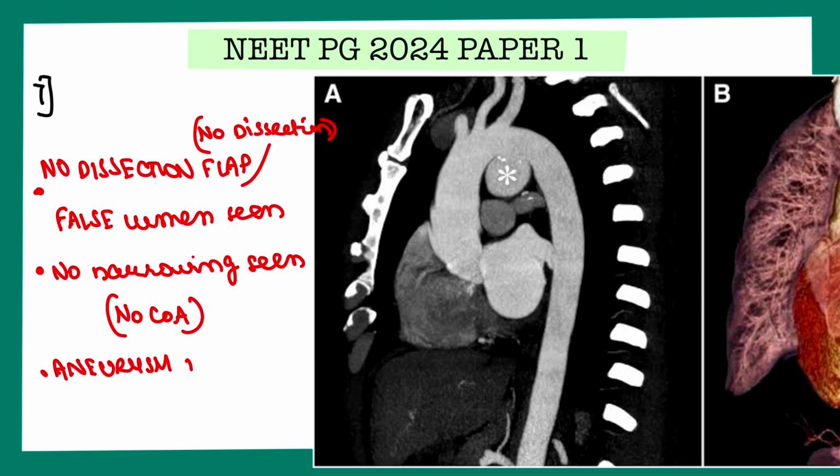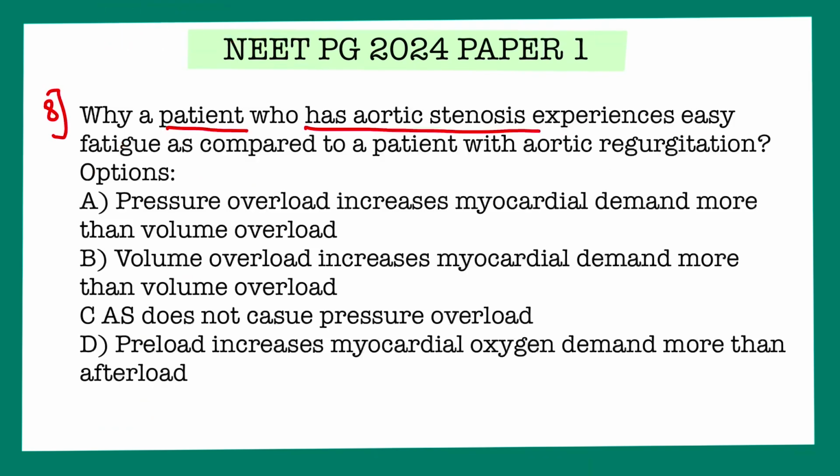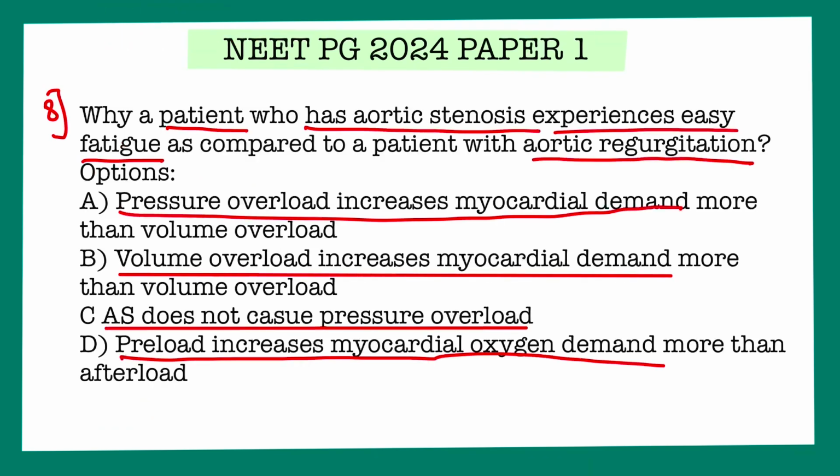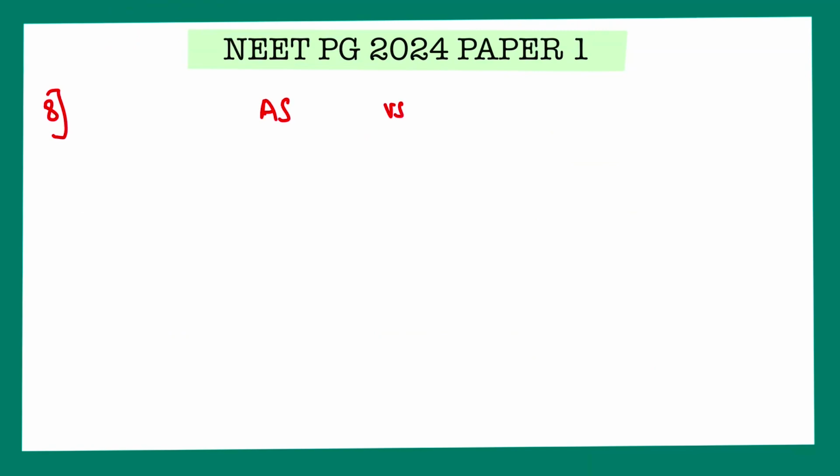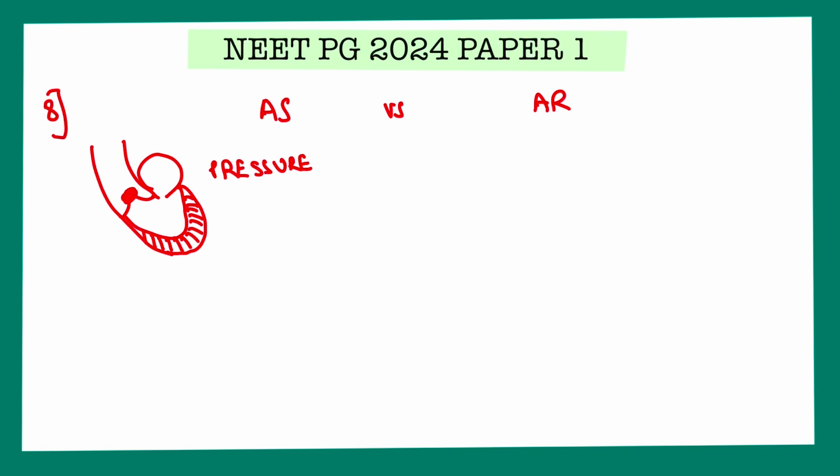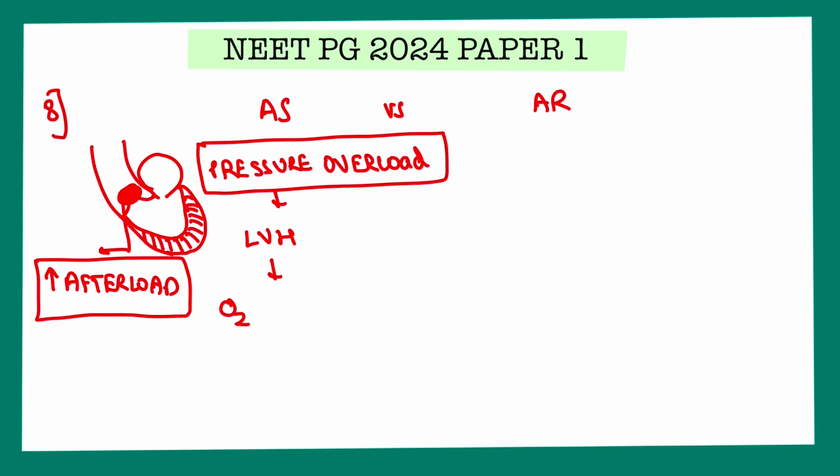Next, why does a patient with aortic stenosis have more fatigue compared with AR? See, AS is nothing but a pressure overload condition where there is a stenotic aortic valve increasing the afterload and there is a pressure overload causing left ventricular hypertrophy. So this hypertrophied myocardium will demand more oxygen, so there will be more demand of oxygen compared with low oxygen supply. This causes angina in aortic stenosis patients.